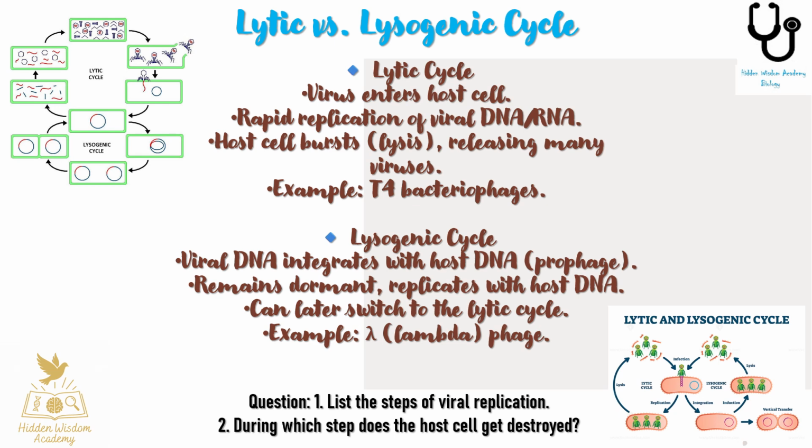How viruses replicate. Let's quickly understand that. Viruses can replicate in two different ways. In the lytic cycle, the virus immediately takes control of the host cell, replicates quickly, and finally bursts the cell to release new viruses. On the other hand, in the lysogenic cycle, the viral DNA integrates with the host genome and remains silent as a prophage. The virus multiplies along with the host cell without killing it. Later, under stress or triggers, it can switch to the lytic cycle.